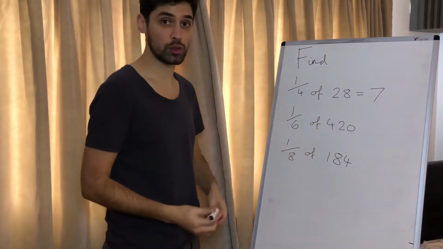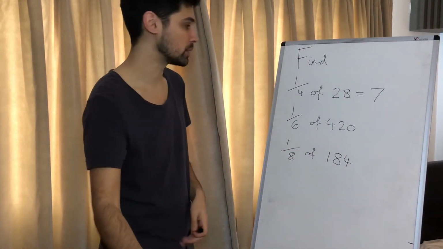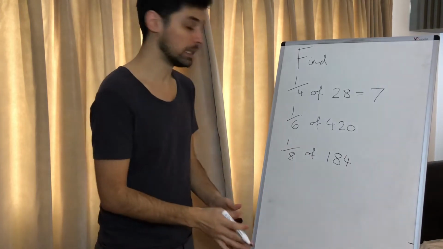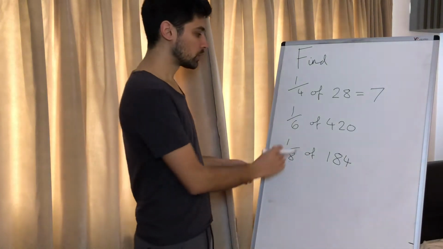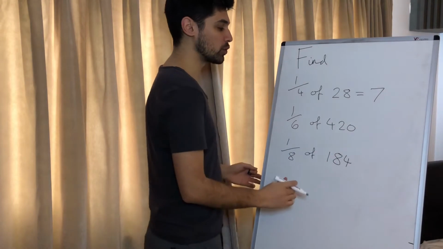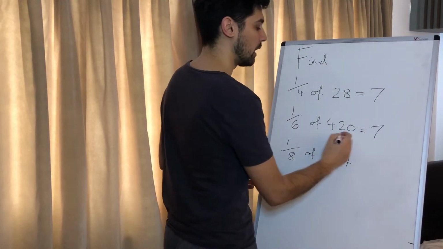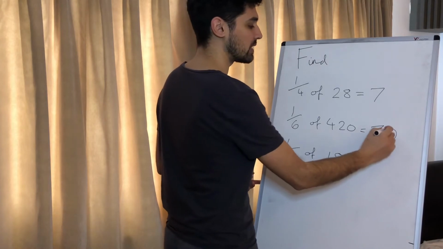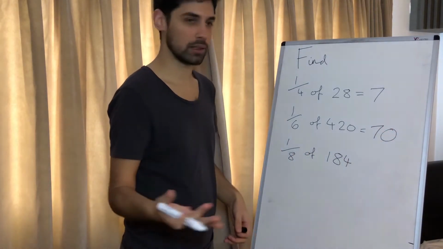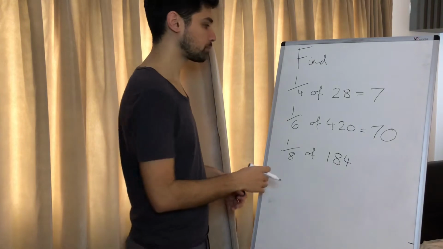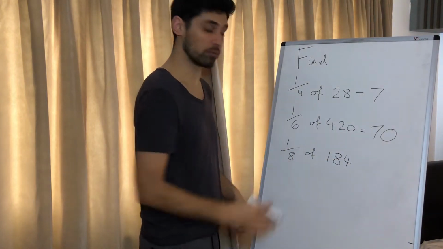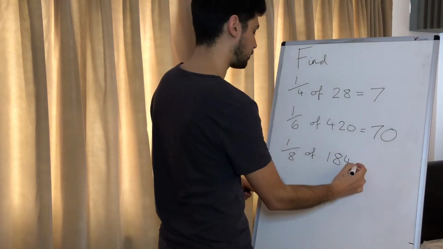1/6 of 420. Now you're not supposed to know your 6 times tables up to 420, you know what I mean? So we're just going to do some division. So how many times does 6 go into 420? Well, 6 into 42 goes 7 times. And then the 0 at the end, we stick a 0. I'm kind of doing bus stop method, short division in my head here. And then times it by 1 just stays the same, as 70.